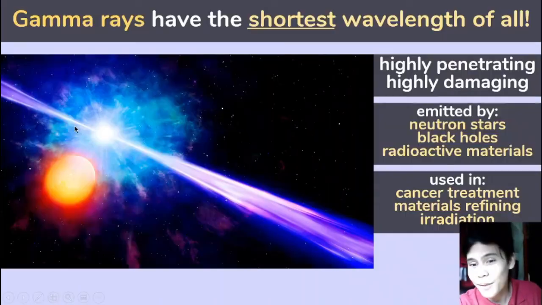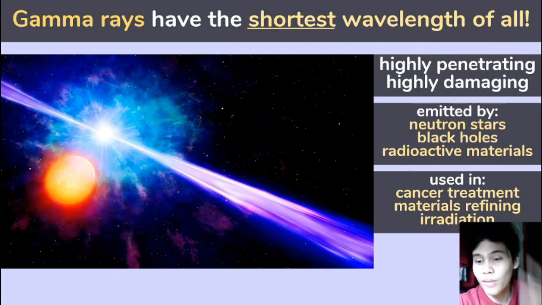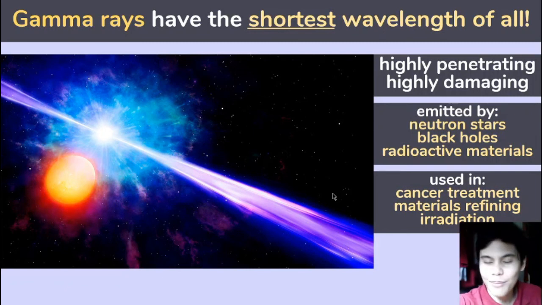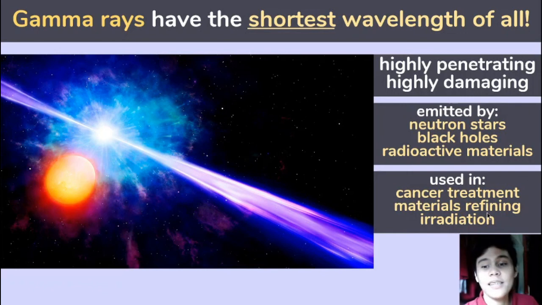Anyway, gamma rays have the shortest wavelength of all, meaning they have the most energy. They're highly penetrating, highly damaging, and they're emitted by some of the most energetic things in the universe: neutron stars, black holes, and some types of radioactive material. There are lots of gamma rays produced, for example, in an atom bomb or a nuclear bomb.